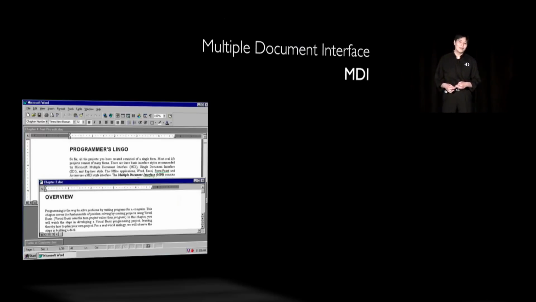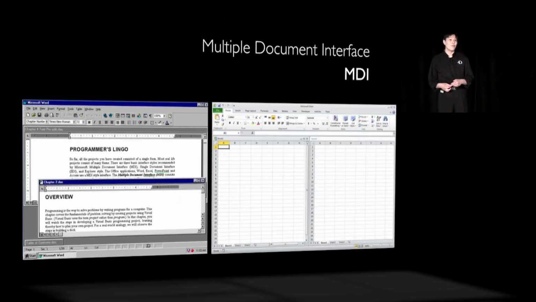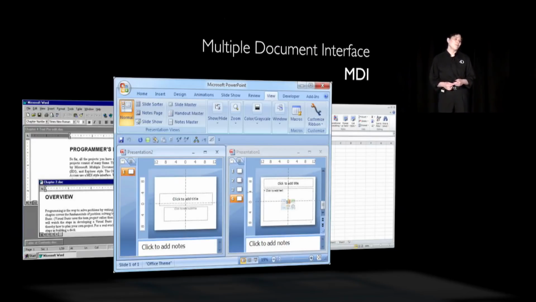Word 97, or Excel 2003, PowerPoint 2007. These are all MDI applications. The MDI naturally groups all windows that belong to the same application. It prevents documents from being mixed up with those that belong to another application. In that sense, MDI was designed as and continues to be a practical solution for applications that need to manage multiple documents.